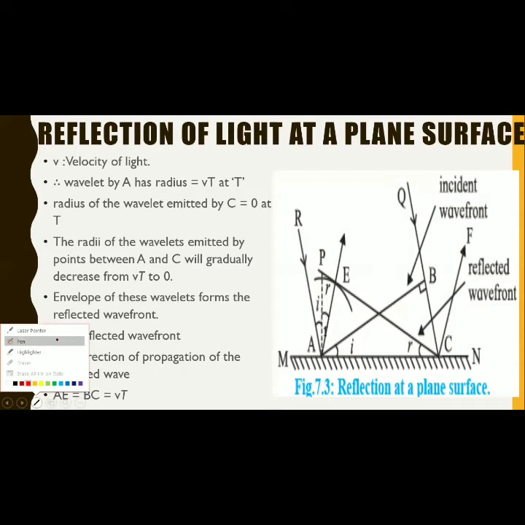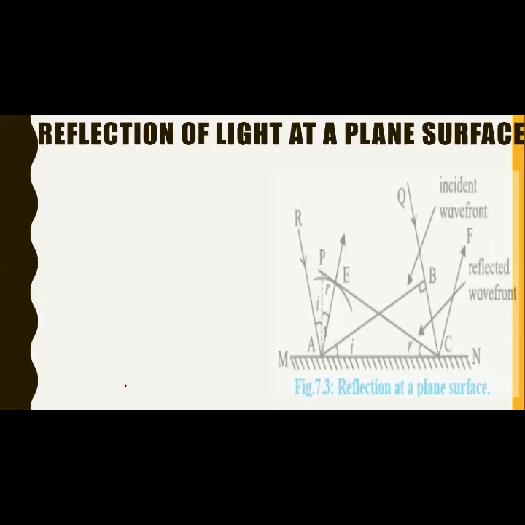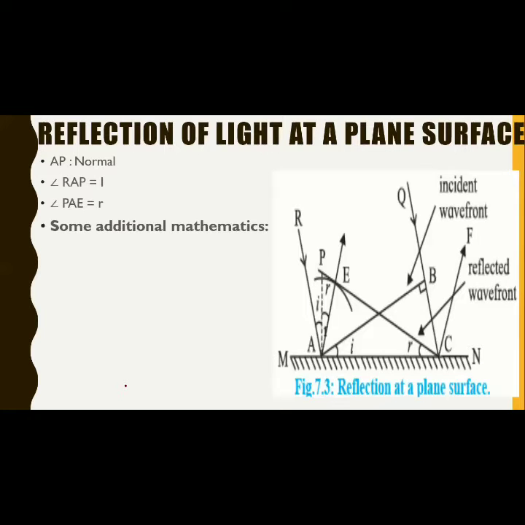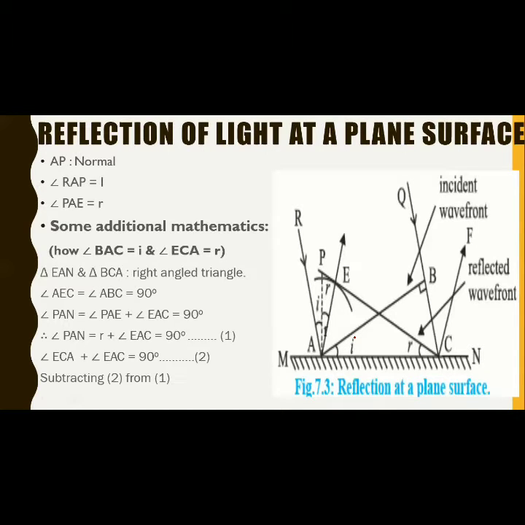And what will be the length of both of them? It is equal to V into T. Then we went on to discuss some additional mathematical part which is not given, but it is required for us in order to understand these two angles, angle I and angle R, and how these are considered to be the angle of incidence and angle of reflection. So that is the part we have already seen yesterday. This is the first part about how ECA is equal to R. That is what we have seen.